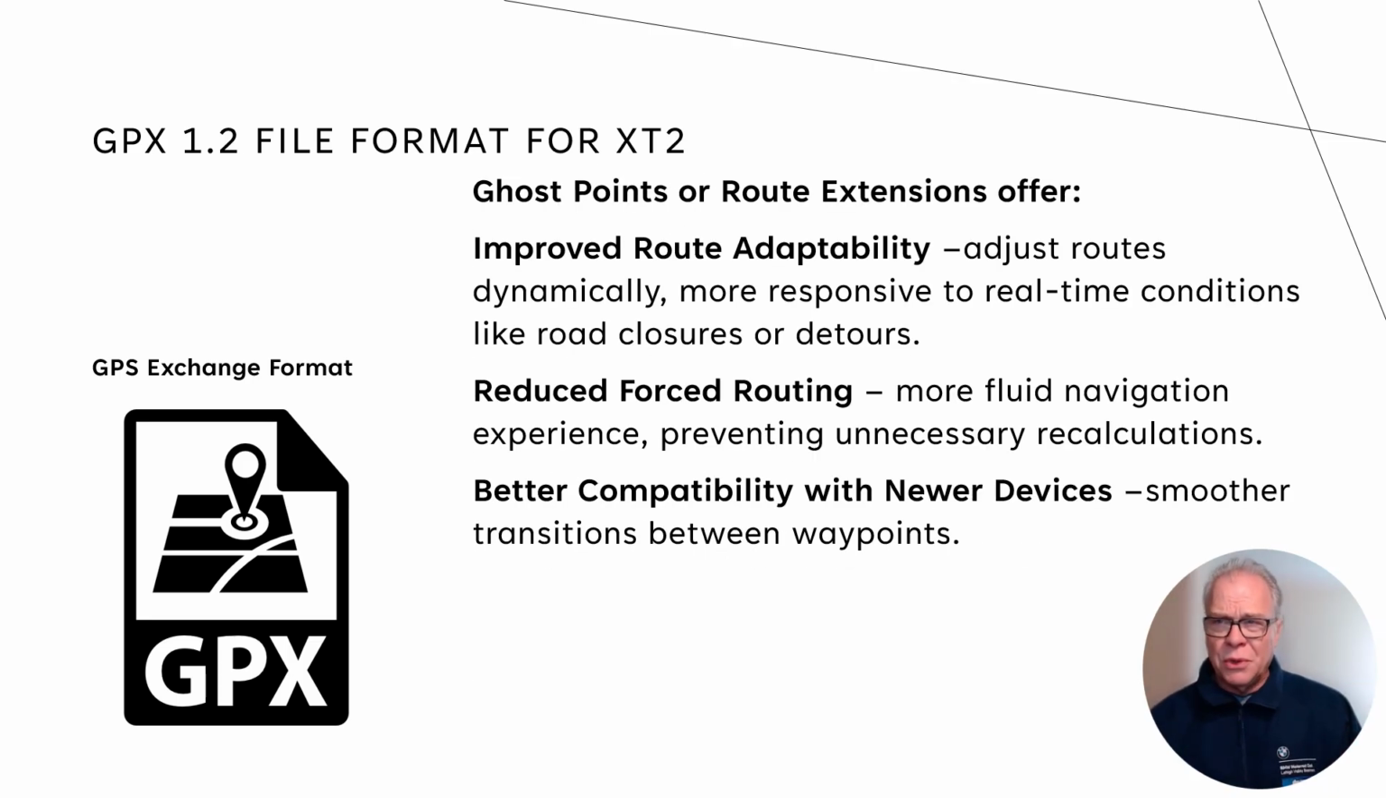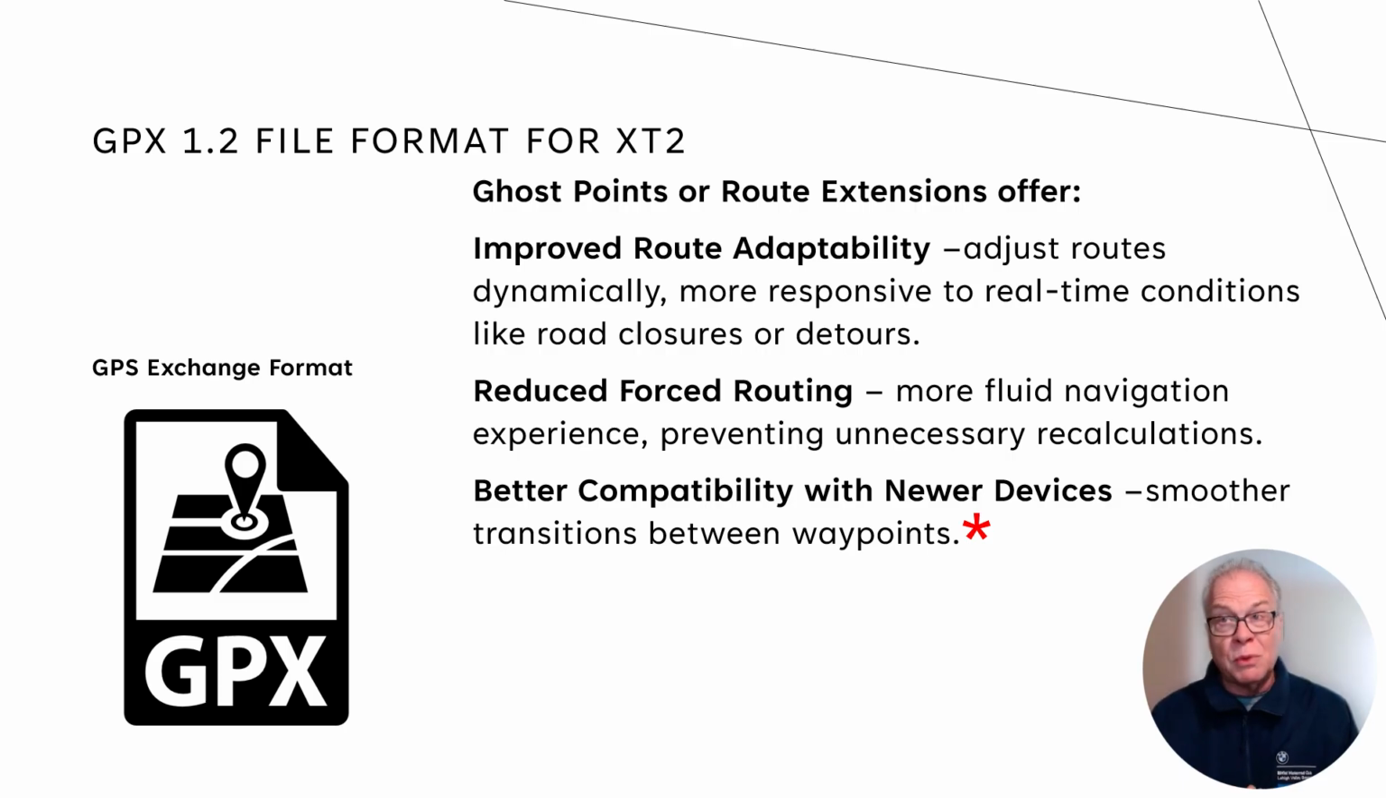Okay, so why not use the newer 1.2 file format with the ghost points in it? Garmin's idea was that the ghost points will give you improved route adaptability, adjusting the routes dynamically, and to be more responsive to real-time conditions like road closures or detours. Well, detours are definitely an issue if you're in a crowded urban environment, but not so much where we are going to be. It has reduced forced routing. It's supposed to be more fluid navigation experience, preventing unnecessary calculations. They say this has better compatibility with newer devices for smoother transition between the waypoints.